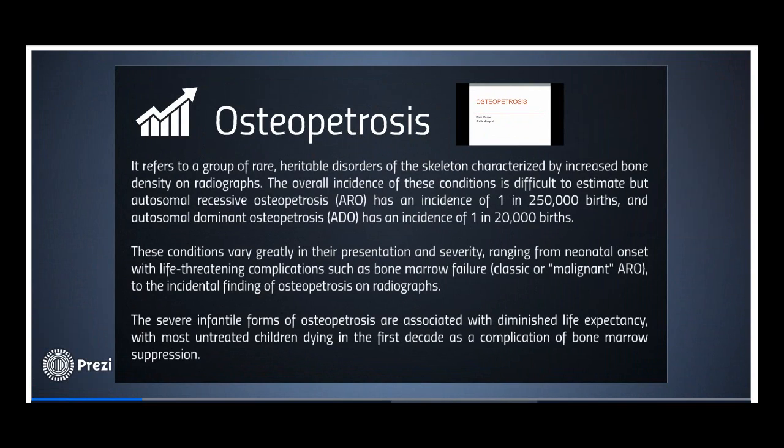The overall incidence of this condition is difficult to estimate, but autosomal recessive osteopetrosis (ARO) has an incidence of 1 in 250,000 births, and autosomal dominant osteopetrosis (ADO) has an incidence of 1 in 20,000 births. This condition varies greatly in presentation and severity, ranging from neonatal onset with life-threatening complications such as bone marrow failure, classic or malignant ARO, to the incidental finding of osteopetrosis on radiograph.